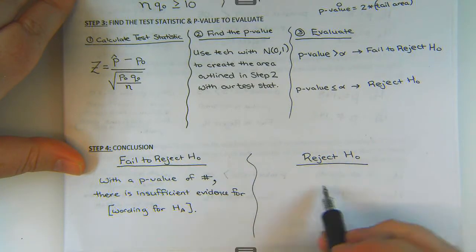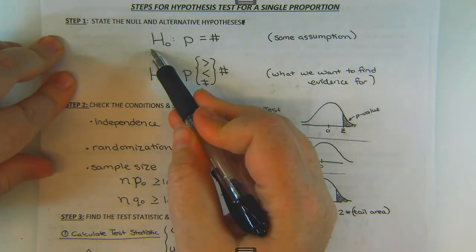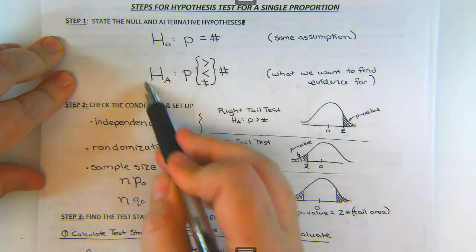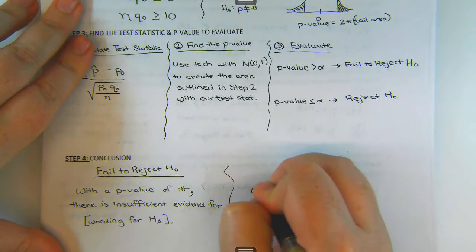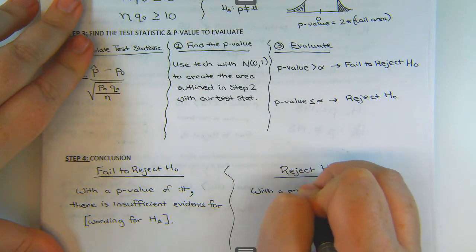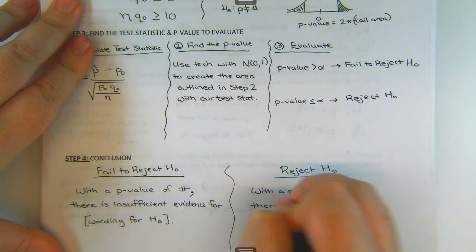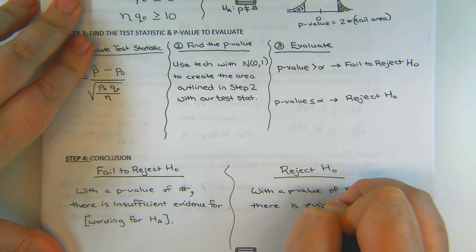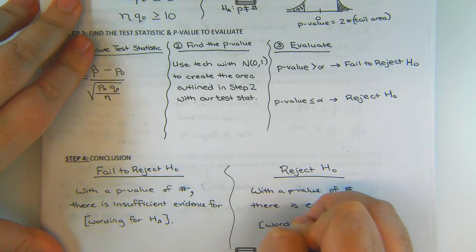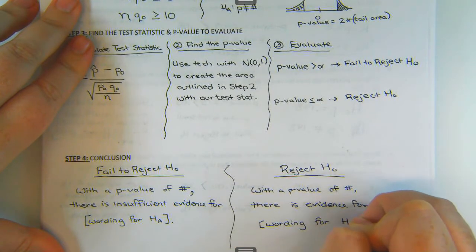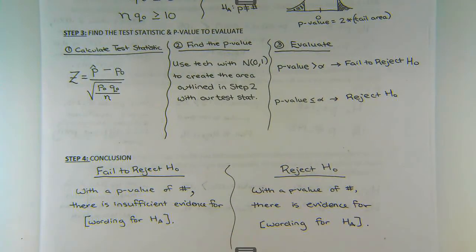When we reject the null, it's a very similar scenario, except we now have evidence. When we reject the null hypothesis, we're able to throw that out, and we have evidence for the alternative. So we still state our p-value: with a p-value of, and then whatever our number is, there is evidence for, and then we put together the wording for the alternative hypothesis. These are the 4 steps that we're going to go through for every hypothesis test.